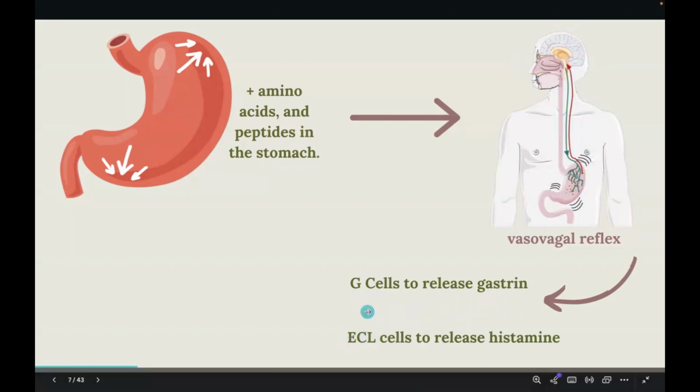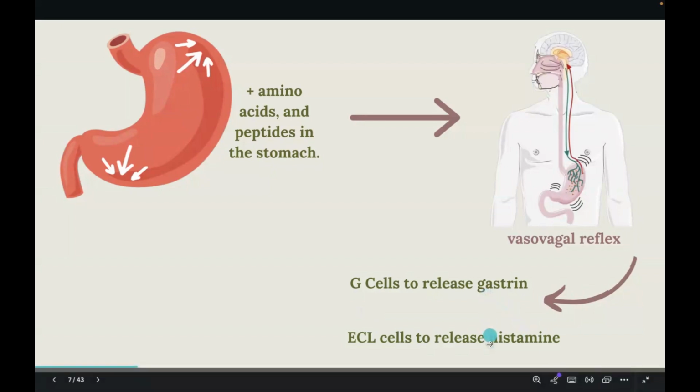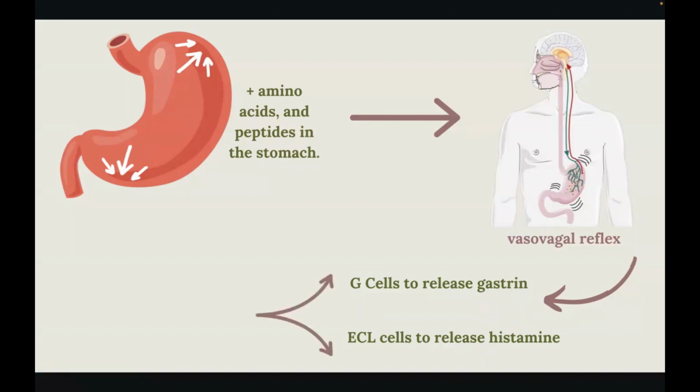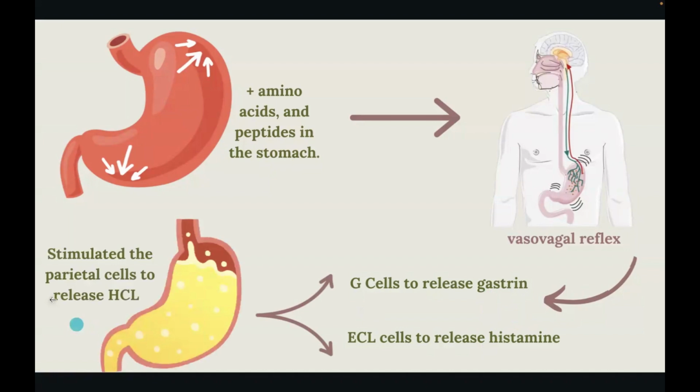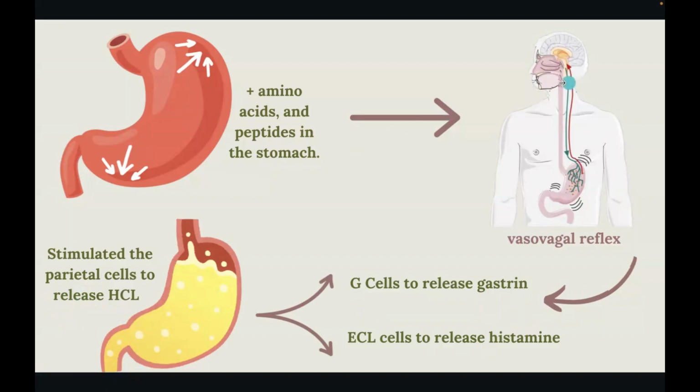This ECL cell, I know I haven't mentioned it so far, but the only thing you need to know about it is that it secretes histamine. Now we have gastrin and we have histamine. Why do we need these two? What is the point of it? We needed HCl. These two are going to activate the parietal cell to release the HCl. So all of this cycle is simply because the vagus nerve cannot directly communicate with the parietal cell. It cannot have a direct line of communication, because the body is so complex, it never does anything simply. So they needed to stimulate the G cells and the ECL cells first to help in the production of HCl, because now we have food in our stomach.